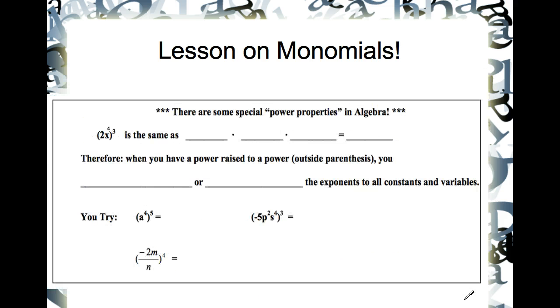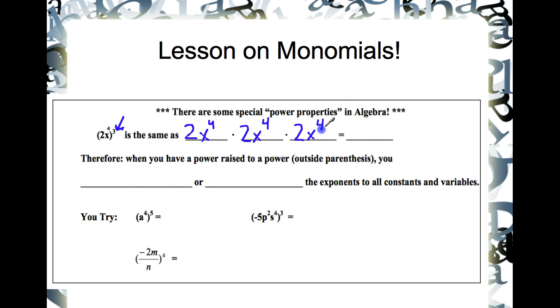Now we're going to move on to some special power properties in algebra. This is when you have a monomial and the whole thing is raised to a power on the outside. So in our first example here we have 2x to the fourth. This fourth power only regards the x, but the whole monomial in parentheses is being raised to the third power. So that third power means you're multiplying 3 times. What are you multiplying 3 times? What's inside the parentheses, namely 2x to the fourth times itself times itself.